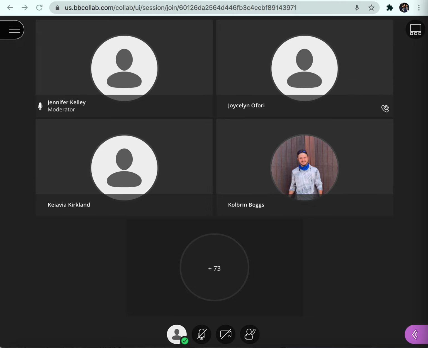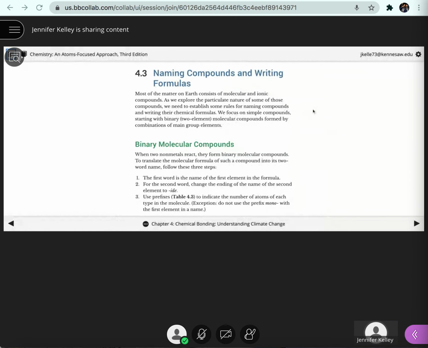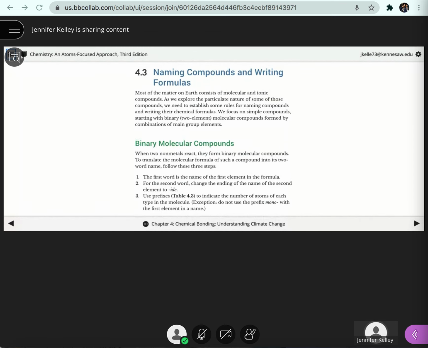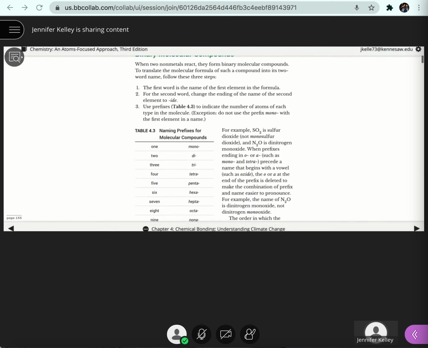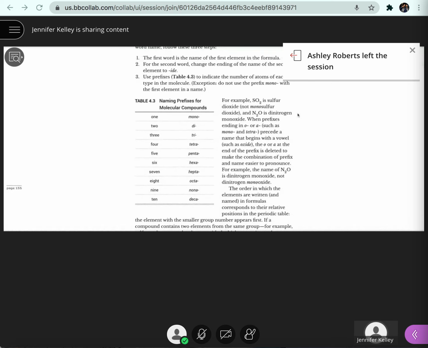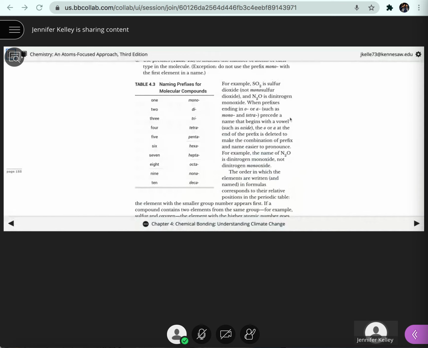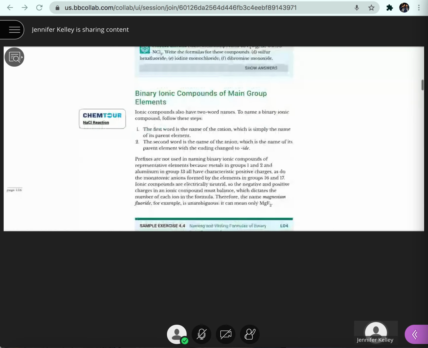Okay, so with the Norton textbook, our textbook, it gives you the same information. It's just not as visual. That's why I pulled a lot of stuff out of the other textbook and put it on D2L so that you have the visual stuff if visual works better for you. So it's got the rules for naming binary molecular compounds, and then it's got what the prefixes are in table 4.3. And it's got a little bit of information to the right. It gives you a couple examples.